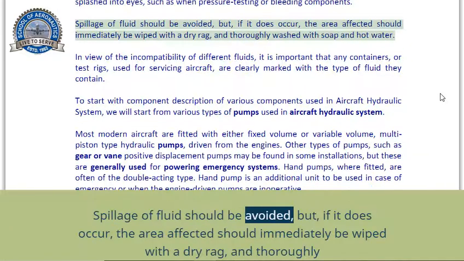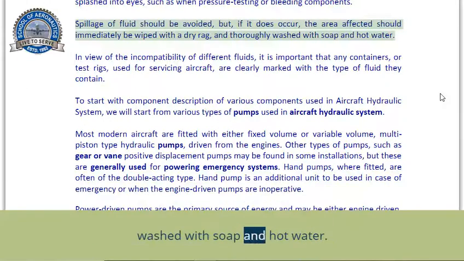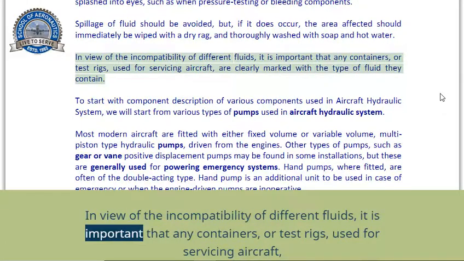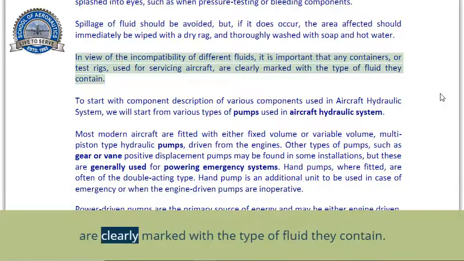Spillage of fluid should be avoided, but if it does occur, the area affected should immediately be wiped with a dry rag, and thoroughly washed with soap and hot water. In view of the incompatibility of different fluids, it is important that any containers, or test rigs, used for servicing aircraft are clearly marked with the type of fluid they contain.